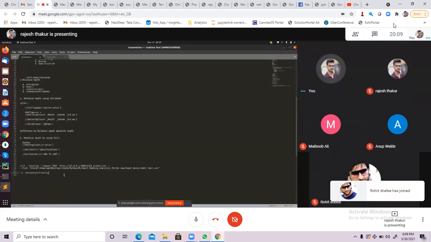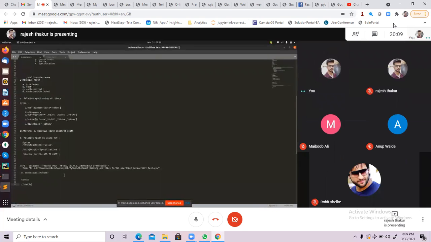And this is the contains function. What is the syntax for this? The syntax is // HTML tag, square braces, contains is the function. A function will always come with parentheses, and then attribute, we can say @attribute, comma, value.